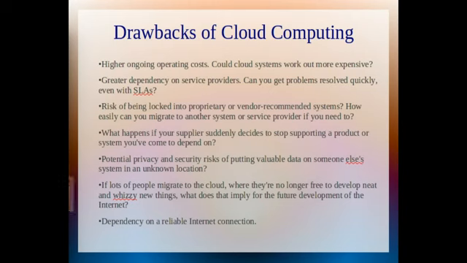What happens if your supplier suddenly decides to stop supporting a product or system you've come to depend on? Potential privacy and security risks of putting valuable data on someone else's system in an unknown location. If lots of people migrate to the cloud, where they're no longer free to develop neat and whizzy new things, what does that imply for the future development of the Internet? Dependency on a reliable Internet connection.